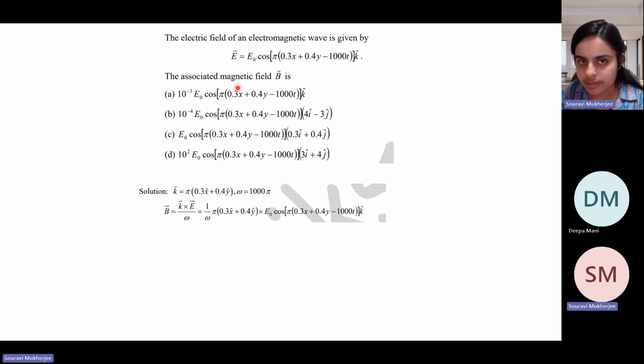So this is the k dot r term, and this is the omega t term. And so this tells you what your omega is. Your omega is 1000 pi, right? Just by comparing this expression with some factor times cos of k dot r minus omega t, you can find k and you can find omega, right? Now you use this relation. You already know E. So you find the cross product of k and E, and you divide by omega, right? So if you do that, what do you get? Can you tell me what the solution is now?